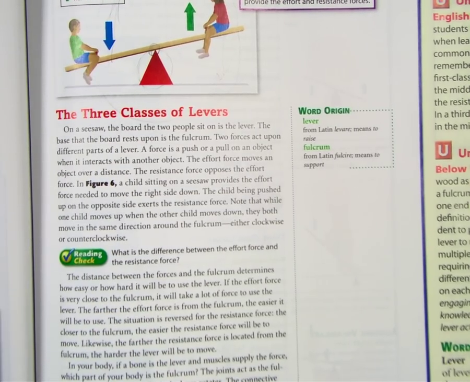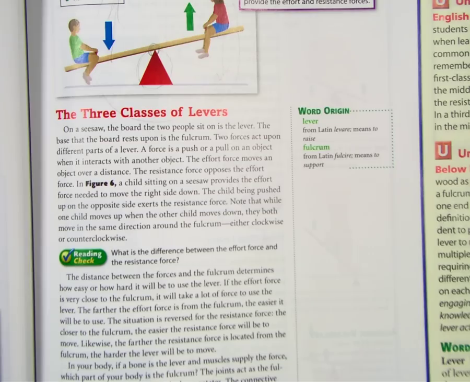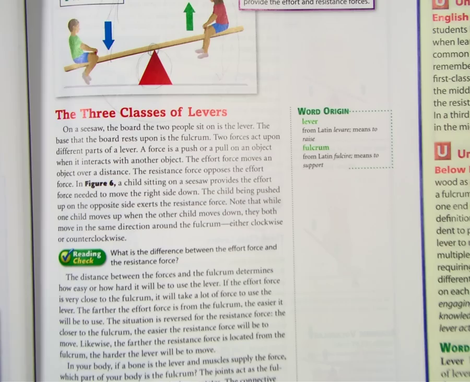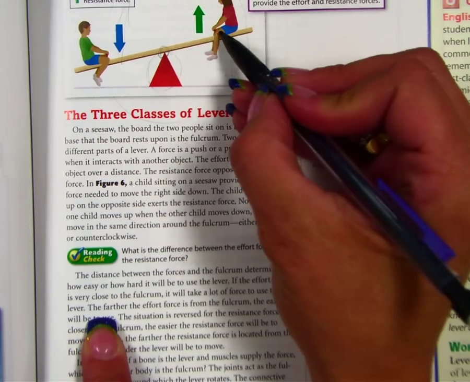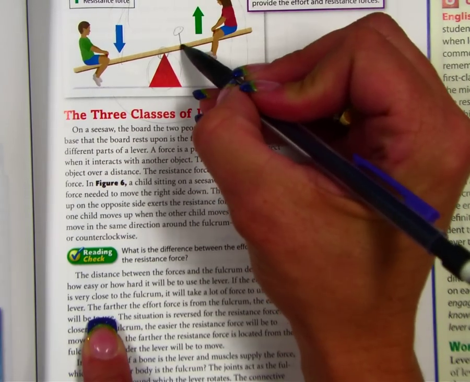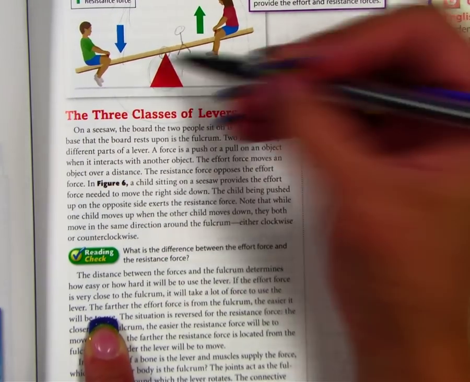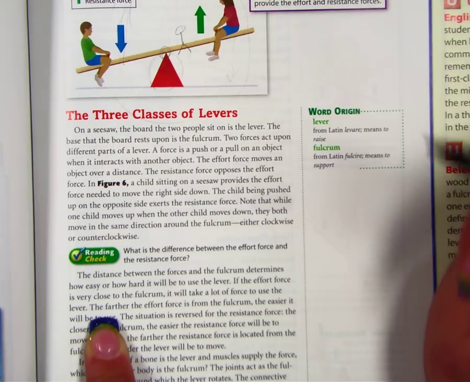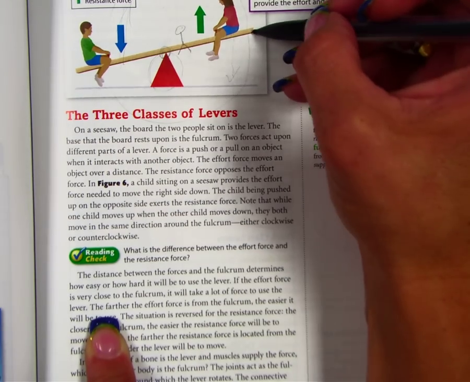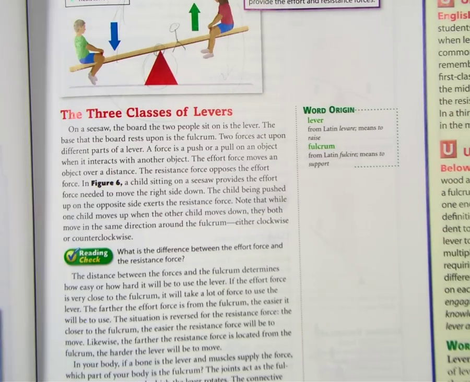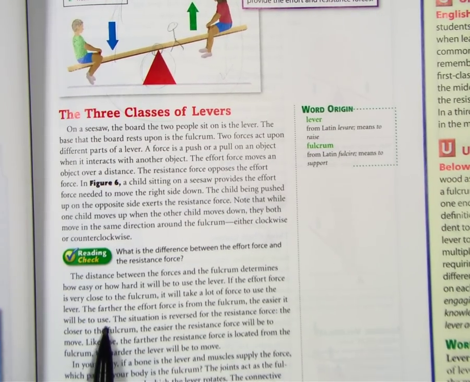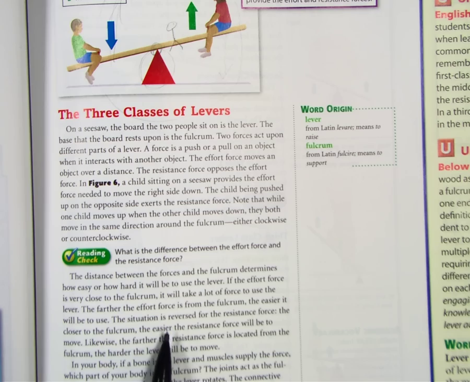The distance between the forces and the fulcrum determines how easy or how hard it will be to use the lever. If the effort force is very close to the fulcrum, it will take a lot of force to use the lever. That means that if the little girl is sitting way up here, close to the fulcrum, it's going to take a lot more effort and a lot more force to be able to lift him. So the further away she is, the less force is needed. The farther the effort force is from the fulcrum, the easier it will be.